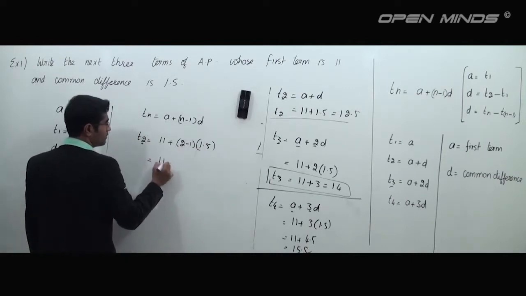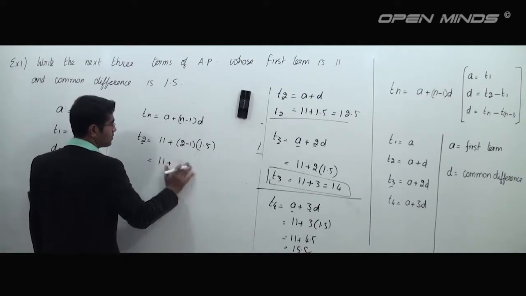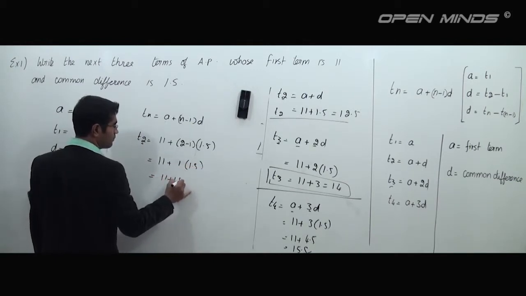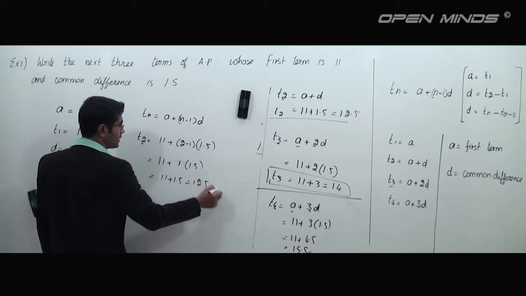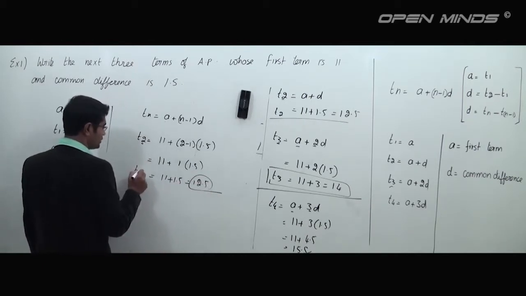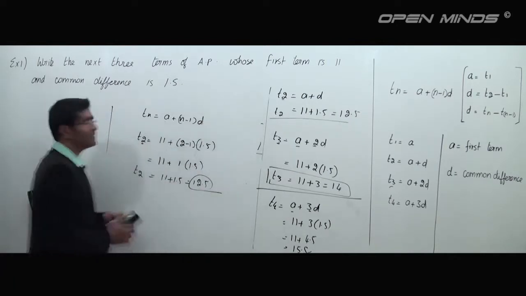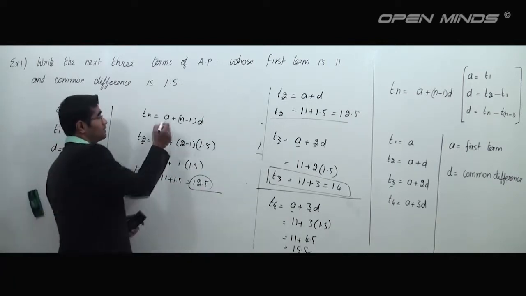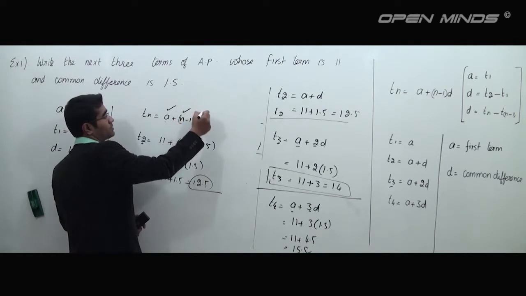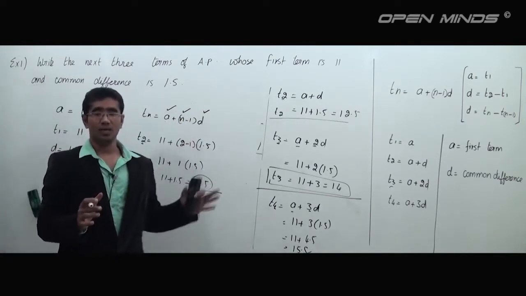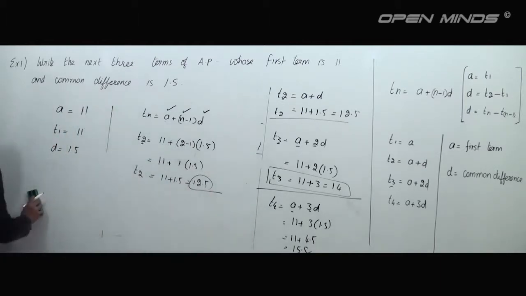So you can write 11 plus (2 minus 1) is like 1 times 1.5, is like 11 plus 1.5 is like 12.5. So I can use the direct formula now. T2, we got it. Okay, to use that formula you just need 3 things. To find any term, you need to know what is a, what is n, and what is d. If you know these 3 things, you can solve all the problems in arithmetic progressions. Okay, look at that. Again, come back.